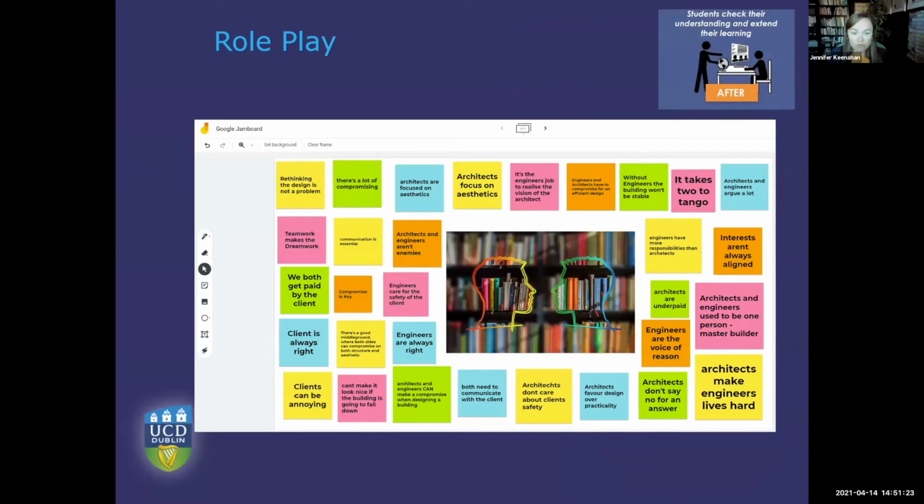Afterwards, I asked them to share with me on a Jamboard some ideas they have, some thoughts they have on the role of the engineer, the role of the architect, what they're good at, where their strengths lie, and so on. So that was really nice engagement from large groups.